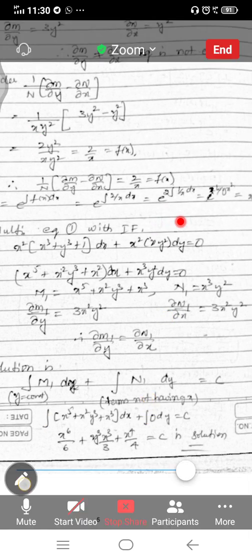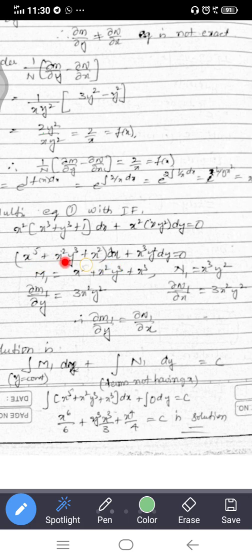After multiplying, again the equation is in the form of M dx plus N dy. Here we have the M1 value as the multiplied equation. M1 value is x power 5 plus x square y cube plus x square. Here I wrote x cube, it should be x square. And N1 is x cube y square.